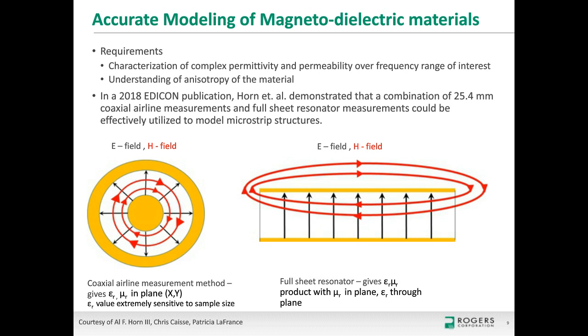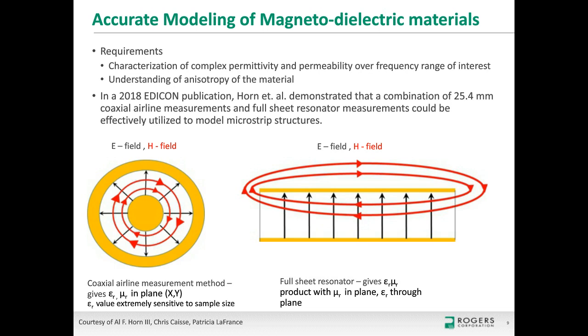There's a second point about this measurement in that your permittivity measurement will be very sensitive to sample size. If I introduce any sort of an air gap between these two conductors, in the region where I'm characterizing my sample, that air gap will make a big difference on my effective permittivity. Your permeability measurement is a little bit less sensitive. So the airline will give you in-plane measurements for both permittivity and permeability, with a pretty accurate and precise measurement for permeability and a slightly less accurate and precise measurement for permittivity.